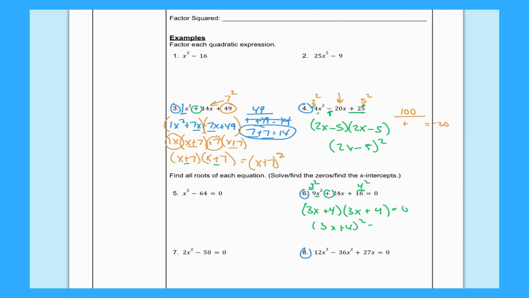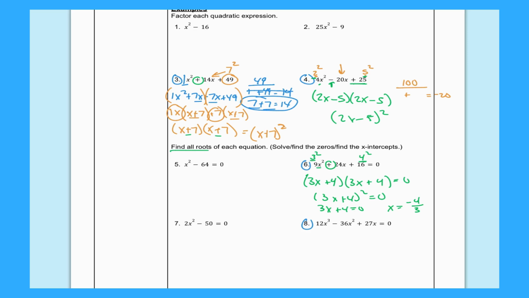But then this one we have one more step because it's equal to 0. We're solving this one, we're finding the roots, which means I need to take that 3x plus 4 and set it equal to 0. I could do it twice, but because they're the exact same factor, I'm going to get the exact same answer. We're going to subtract 4 from both sides. That's going to be negative 4. Then we're going to divide it by 3. So we end up with x equals negative 4 over 3.